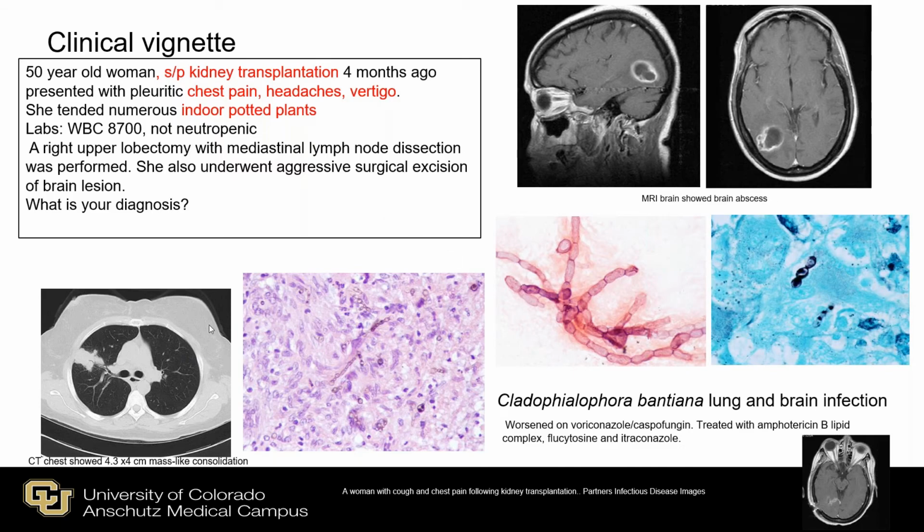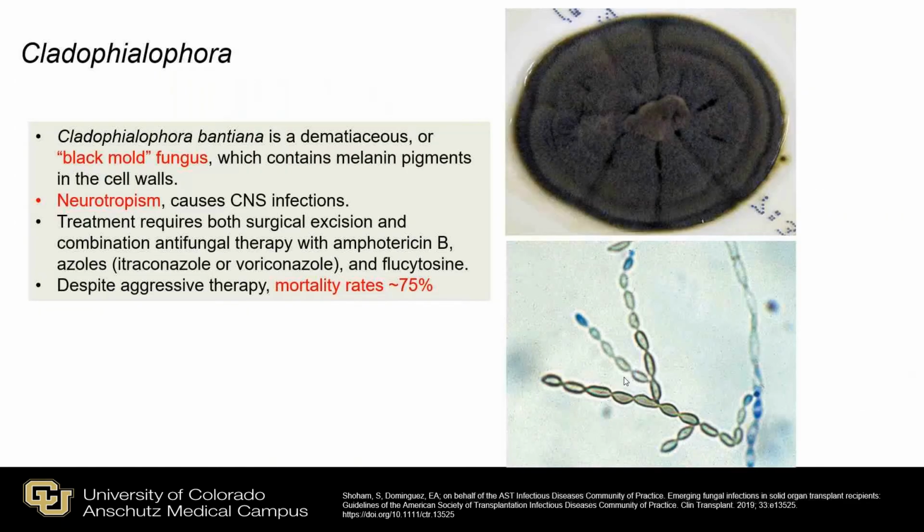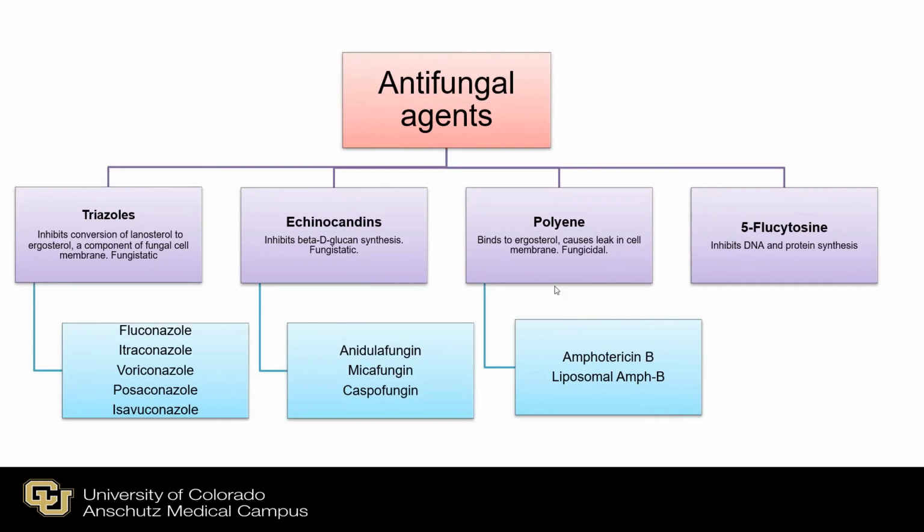And this is an example of a dematiaceous fungus causing lung and brain abscesses. This is caused by Cladophialophora in a kidney transplant patient. And again, the mortality rate can be very high, even up to 75%. And this Cladophialophora has a propensity for neurotropism and causes CNS infections.